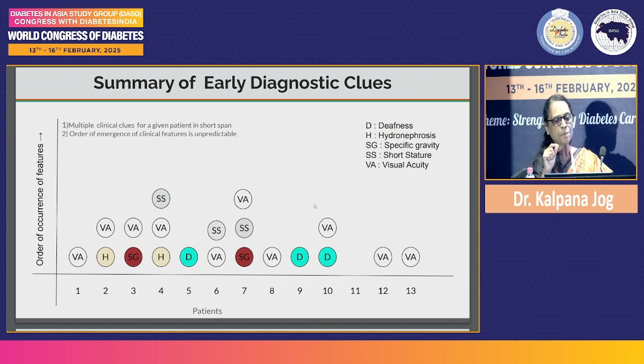Now this is a summary of our early diagnostic clues. You can see that for a one, multiple clinical clues were there, and that too in a short period of time. I just said before, within 1 decade we checked it. Second thing is the order of emergence is unpredictable. As I mentioned, that order of emergence of clinical features is unpredictable here also. So if these early diagnostic features are recognized and further investigated, they should become our early phenotypic characteristics of Wolfram syndrome.